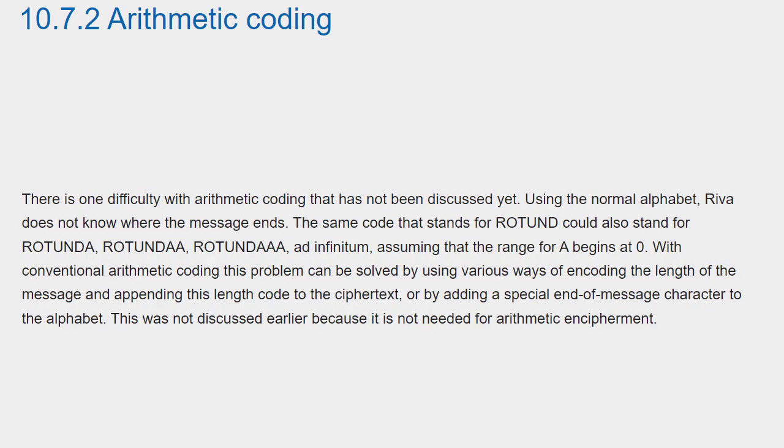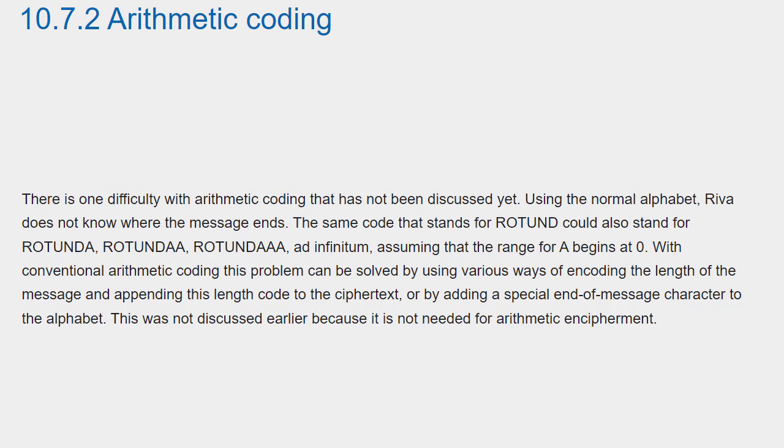There is one difficulty with arithmetic coding that has not been discussed yet. Using the normal alphabet, Riva does not know where the message ends. The same code that stands for rotund could also stand for rotunda, R-O-T-U-N-D-A-A, R-O-T-U-N-D-A-A-A, ad infinitum, assuming that the range for A begins at 0.